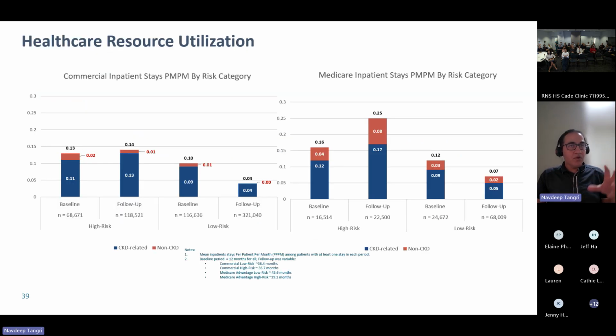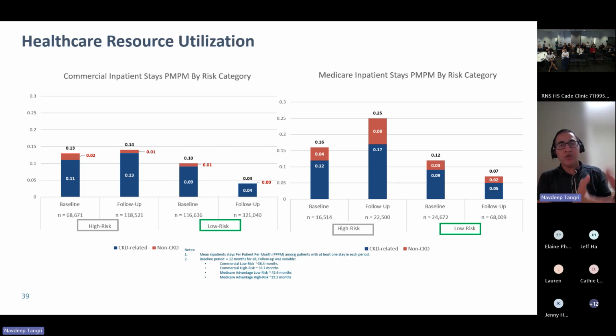When you look at younger people or older people, so commercial is younger people, Medicare is older people, what you see is that at baseline, the inpatient stays, so this is inpatient stays per member per month, are not that different between high risk and low risk people, 0.13 and 0.10. So if you just looked at historical utilization, there would only be a 30% difference between high risk and low risk people. But when you look 2 years out in follow-up based on the model prediction, that difference is 350%. The high-risk people have a per patient per member stay at 0.14, low-risk people 0.04.